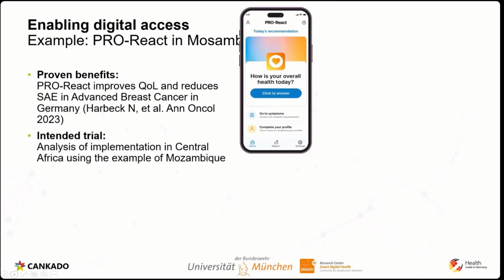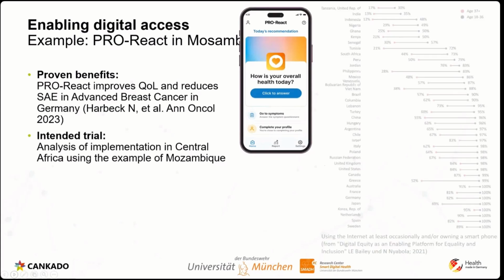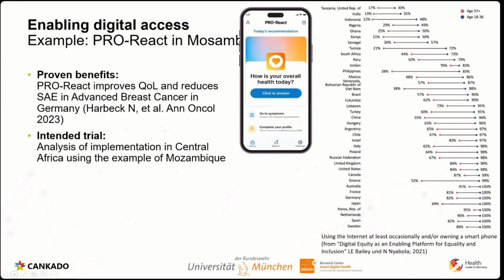And we have different challenges in countries like Mozambique. First of all, here is the rate of usage of internet on the right side divided by countries. And you can see the blue dots are the younger people, and the red dots are the elderly people. And you can see there's a difference between these both.